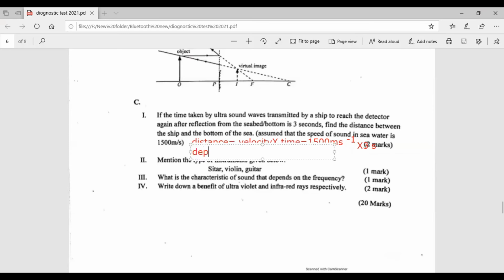Depth of the ocean equals 1500 into 3 divided by 2. Then you can get the answer for the depth of the ocean. Answer is 2250 meters.